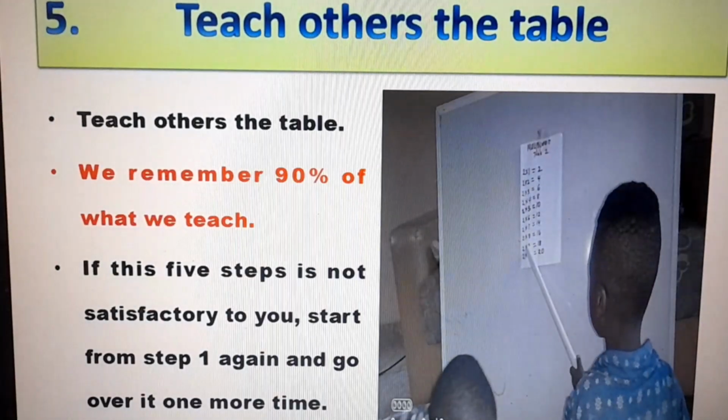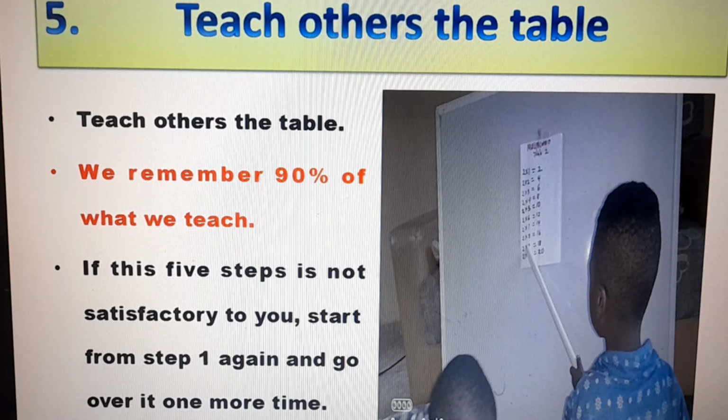The fifth one is teach others the table. Whatever you teach, you remember 90% of it. So encourage that you teach the table to others. If you want your child to learn multiplication table fast, try to allow him to teach you. Try to allow him to teach you the table.